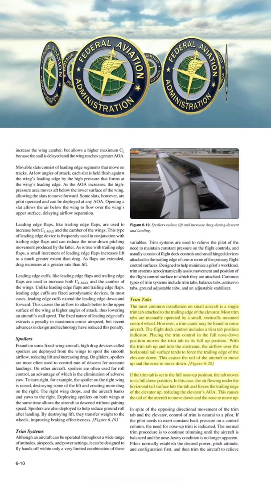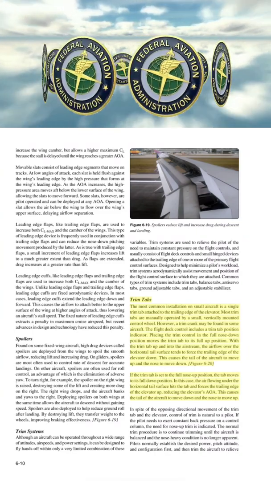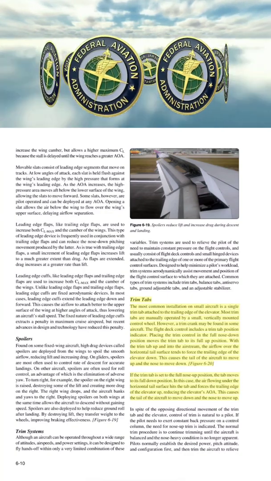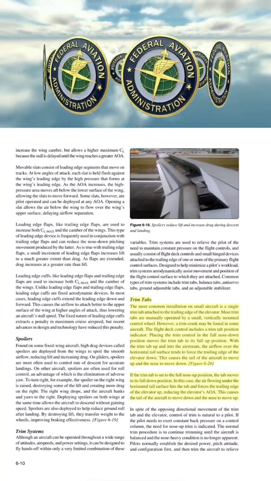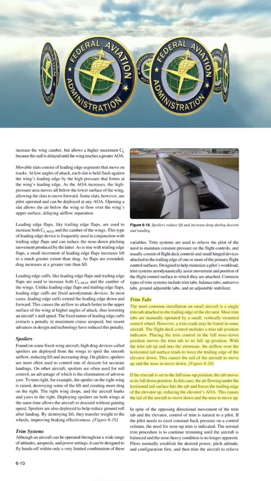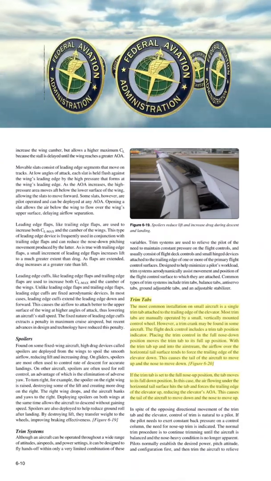Figure 6-20. If the trim tab is set to the full nose up position, the tab moves to its full down position. In this case, the air flowing under the horizontal tail surface hits the tab and forces the trailing edge of the elevator up, reducing the elevator's AOA. This causes the tail of the aircraft to move down and the nose to move up.